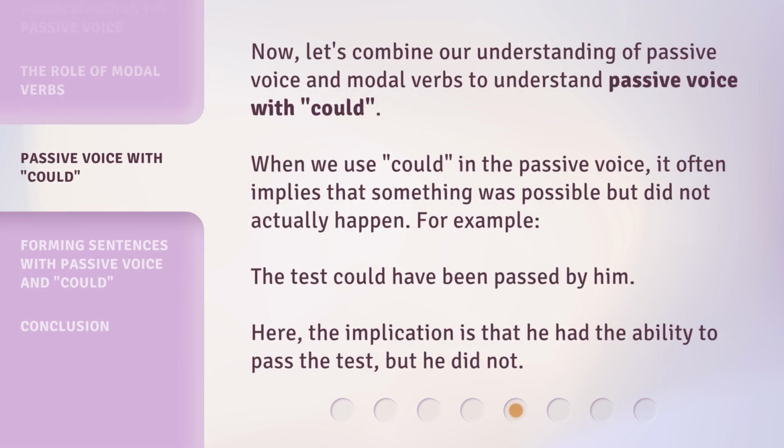Now, let's combine our understanding of passive voice and modal verbs to understand passive voice with could. When we use could in the passive voice, it often implies that something was possible but did not actually happen. For example, the test could have been passed by him. Here, the implication is that he had the ability to pass the test, but he did not.